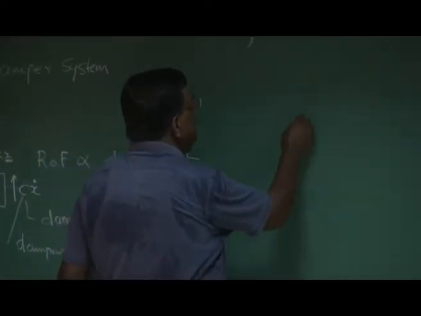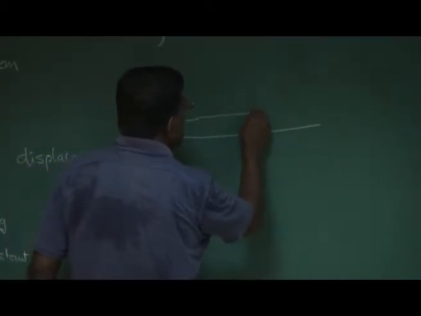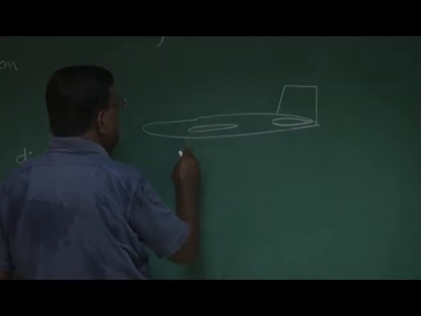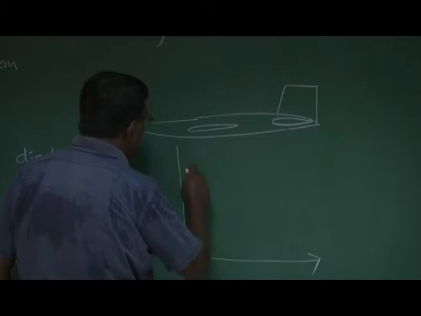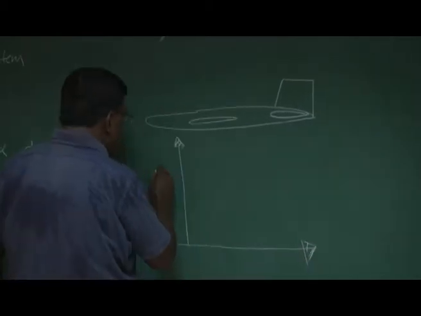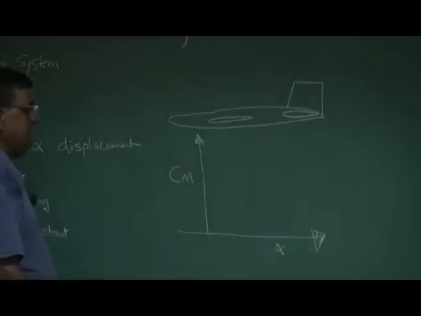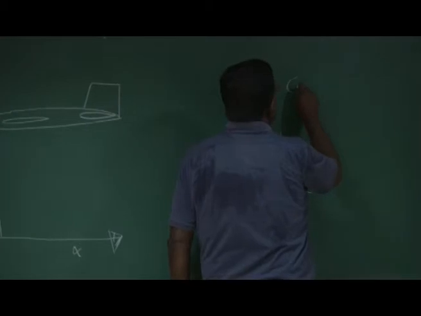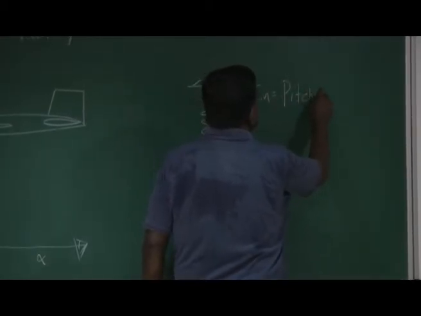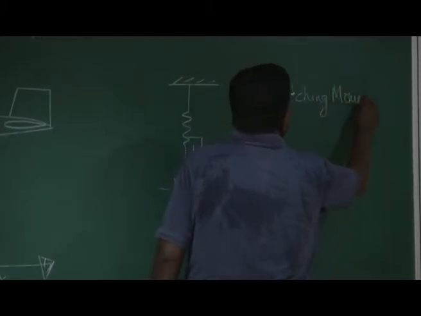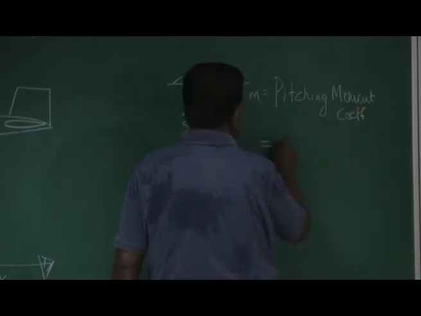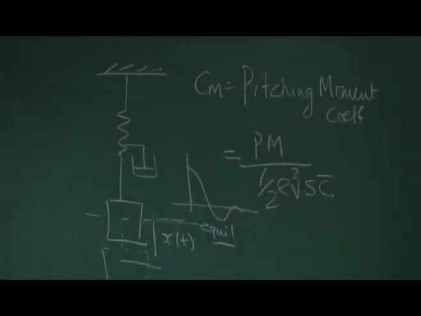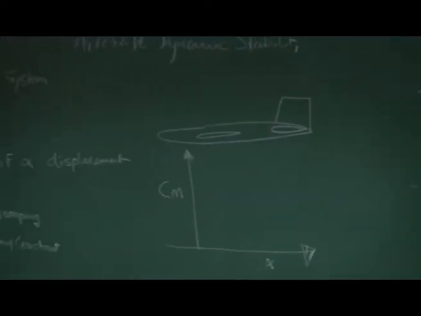If I see an airplane, and I am sure you have done your second course on static stability. You remember Cm versus alpha. What was Cm? Cm is the pitching moment coefficient, and which is defined as pitching moment non-dimensionalized by half rho V square S c bar. All these things you know. And what is the convention of pitching moment? That nose down is negative, nose up is positive.